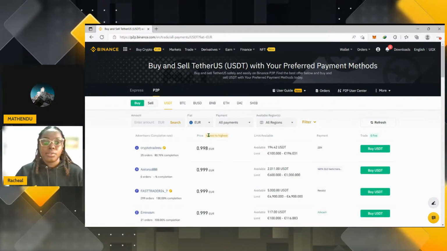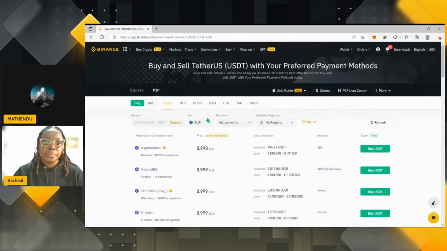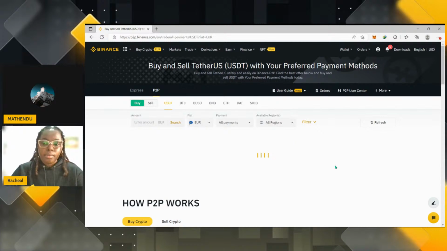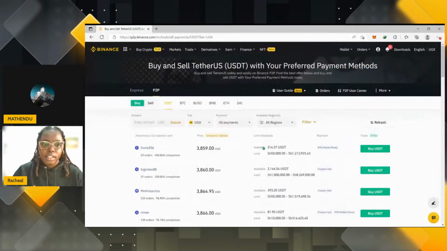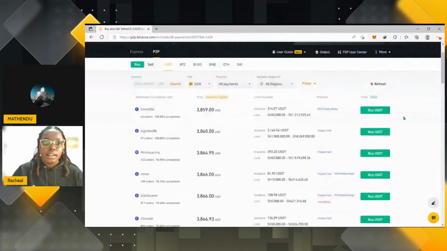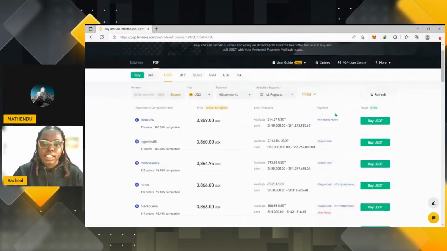So if you want to deposit, you, for example, buy USDT because it's more stable here. So since I'm in Uganda, I select UGX, and I will see there'll be different offers. So here you find that there are different merchants that are selling. So if you want to deposit, in this case, you will buy.